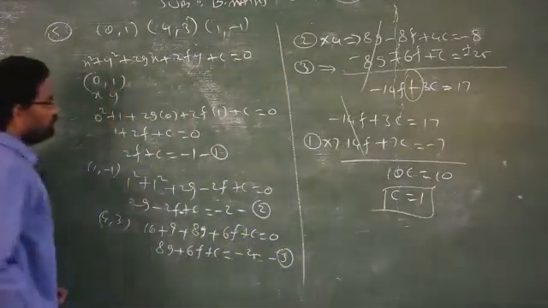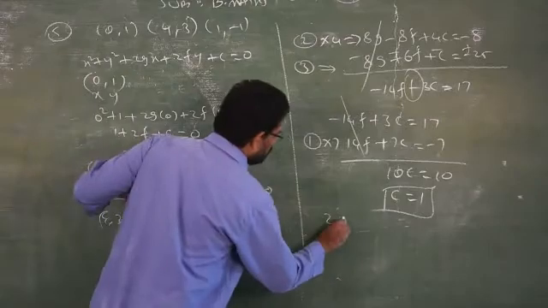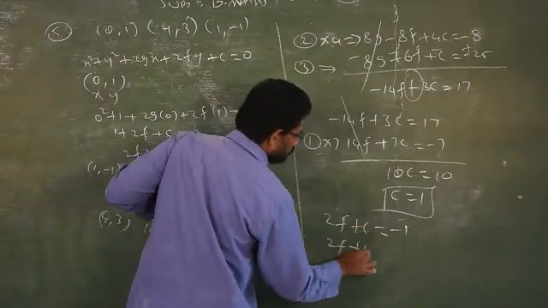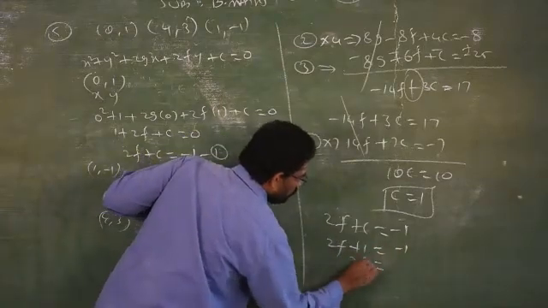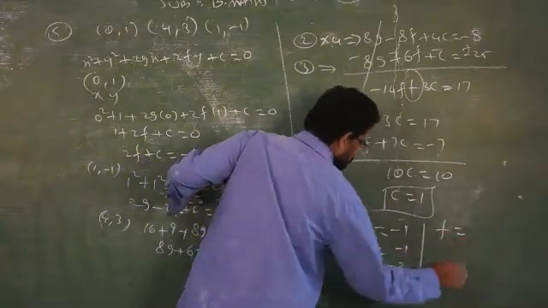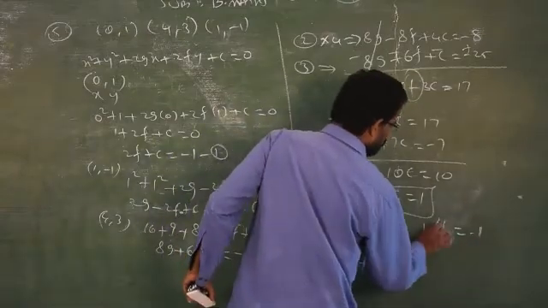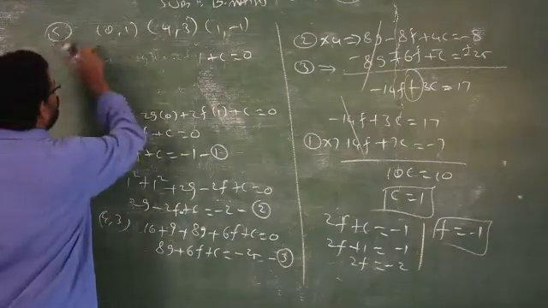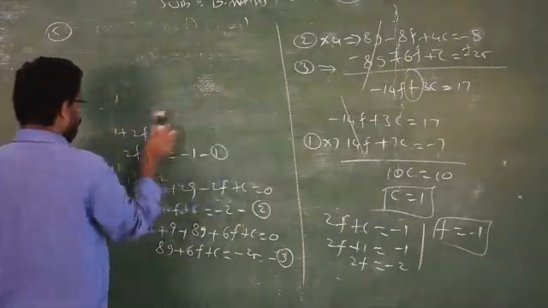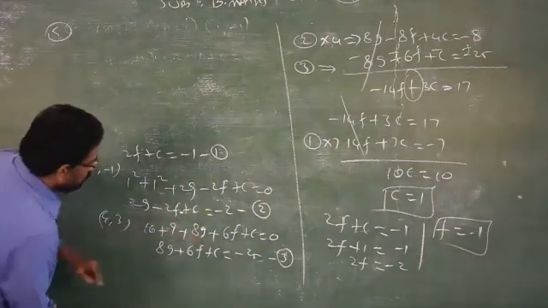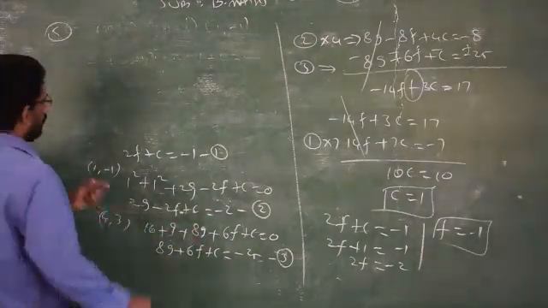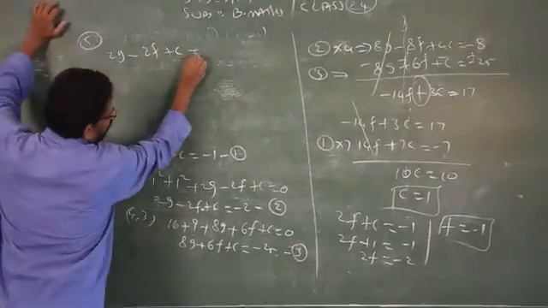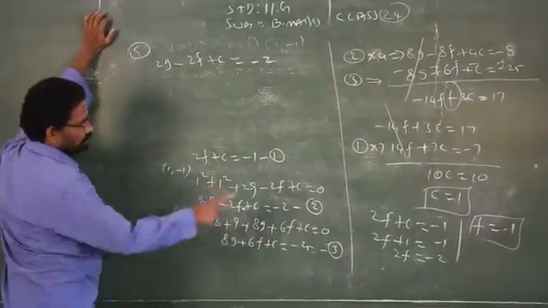So once you know C is equal to 1, take any one of the equations. The first equation is so simple: minus 1, 2f plus 1 is equal to minus 1, 2f is equal to minus 2, which will give you f is equal to minus 1. So once you know C and f, you can take any one of the remaining two equations. Which one is simple? Second equation. So take 2g minus 2f plus c is equal to minus 2. Replace c is equal to 1.